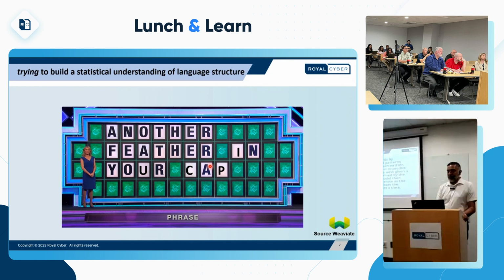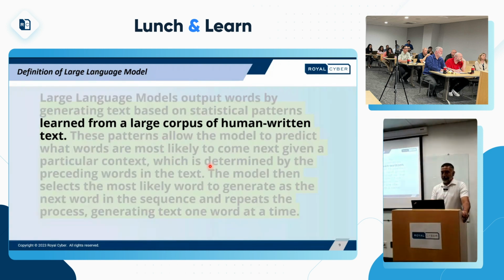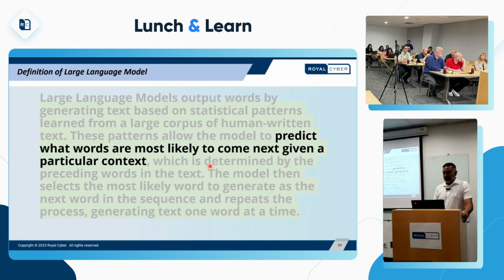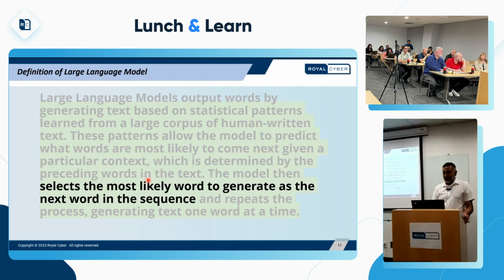If I go to the official definition of a large language model, you can see the main points: it learns from a large corpus of human-written text, predicts what words are most likely to come next given a particular context, which is determined by the preceding words in the text, and selects the most likely word to generate as the next word in the sequence. And I think that is what was going on.